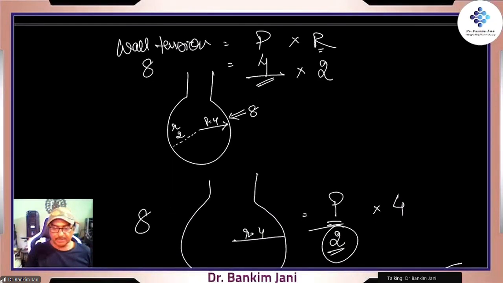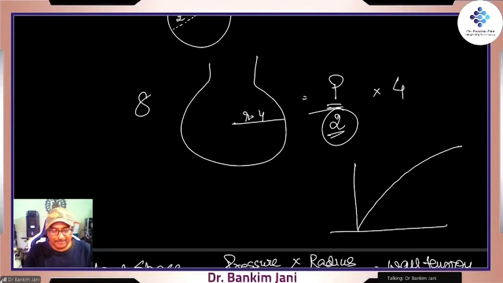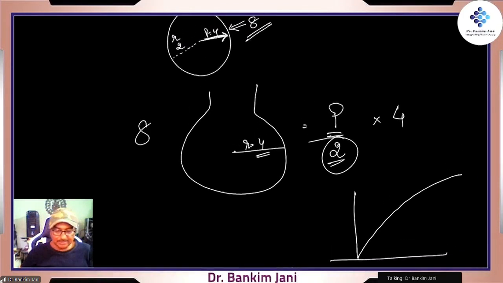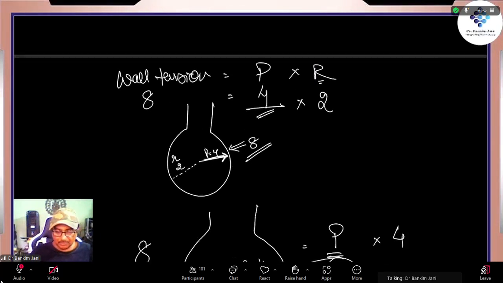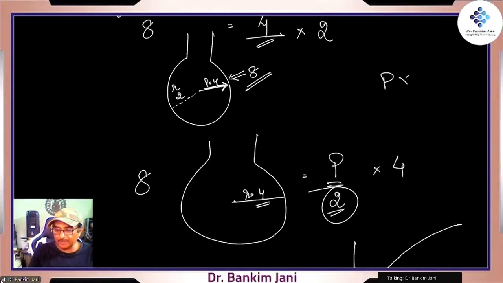So wall tension is P into R. This is the pressure, and that's the radius. When this radius is more, yes, you can decrease the pressure, easy. Because over here, this was pressure into radius, so this is constant. Now, if one increases, the second decreases. If one decreases, the second increases.